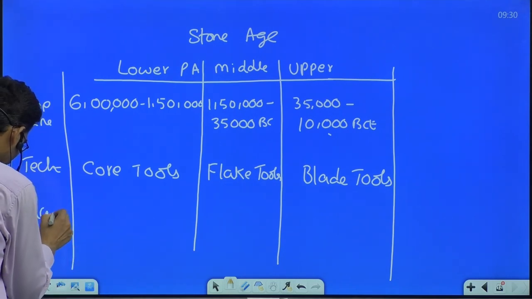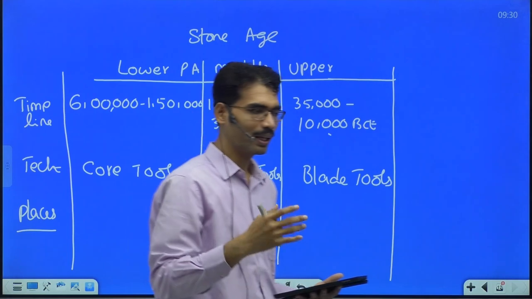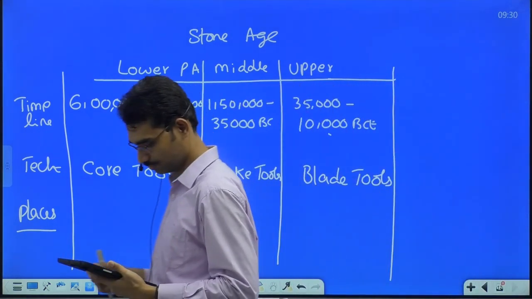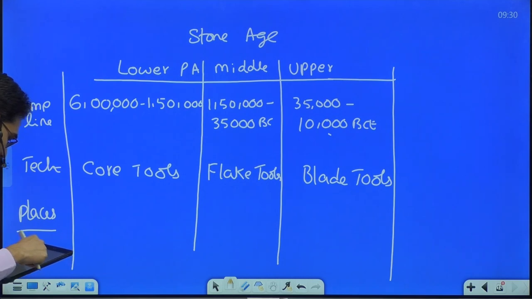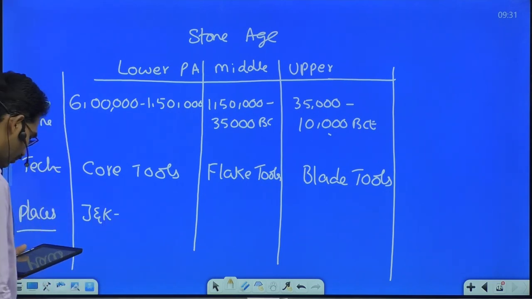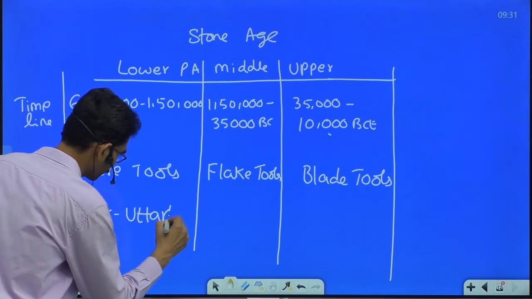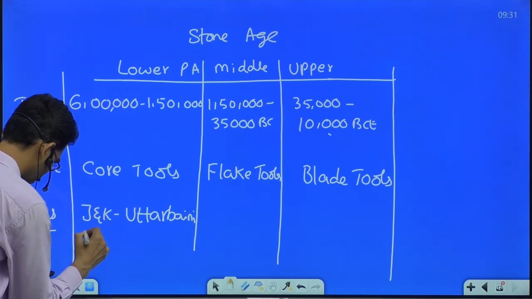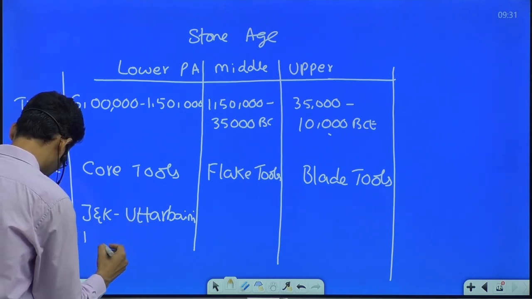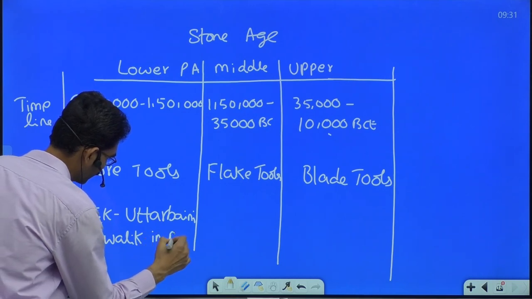When it comes to places, you need not worry about lower, middle, upper Paleolithic, but whenever a Paleolithic site comes, you can use it anywhere, whatever it may be, lower or middle. I'm giving some places here. In Jammu and Kashmir, Uttar Bani, Shivalik in present day Pakistan area.